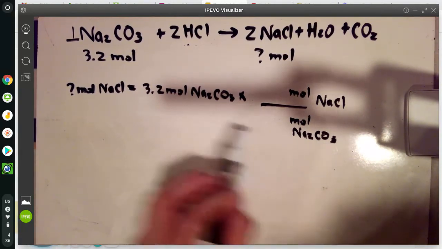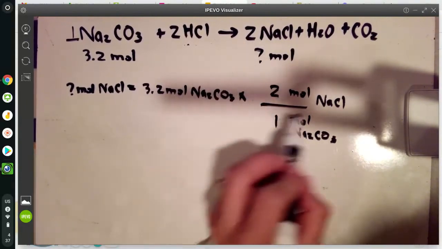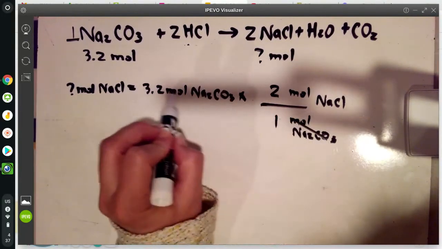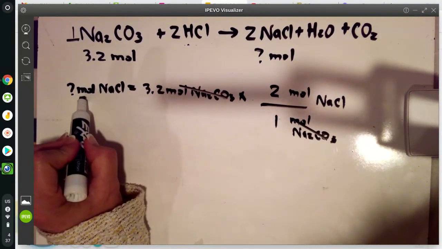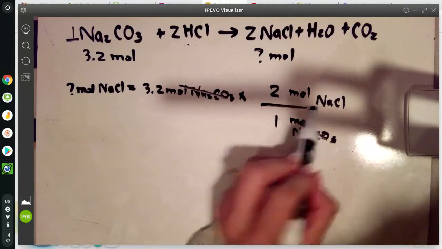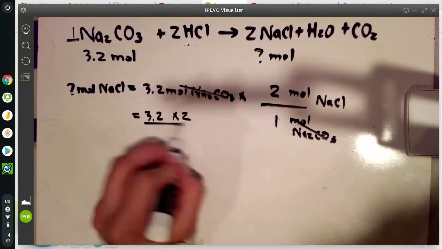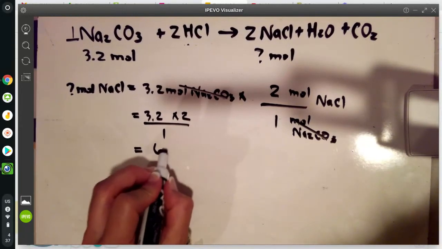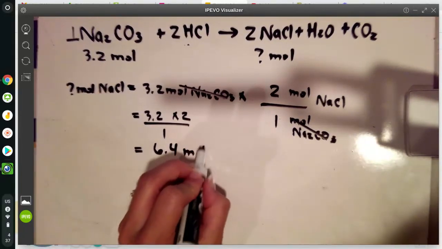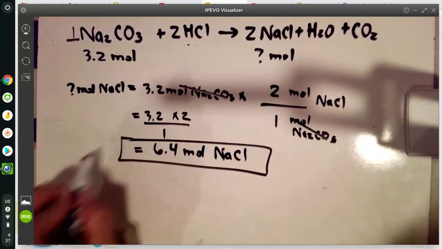Okay, code word coefficient. A 1 here, a 2 here. And I know I'm done when these will always cancel out, top and bottom, and I'm left with what's on the left-hand side, same unit as on the right. And now I'm just mathematically 3.2 times 2, divide that whole thing by 1. Okay, what does that really mean? 6.4. Moles of what? Moles of NaCl.